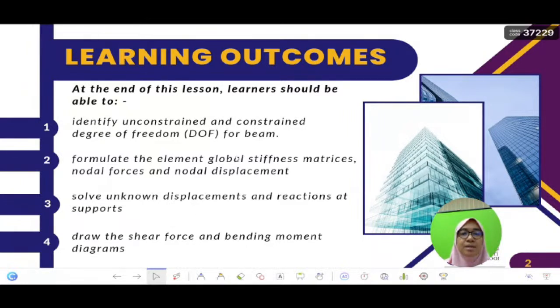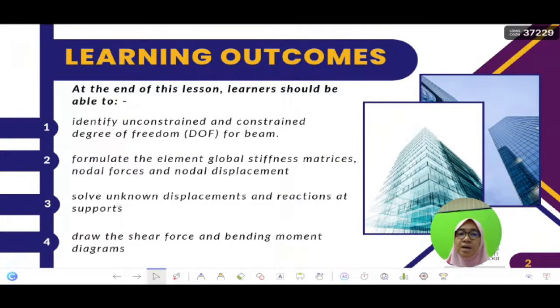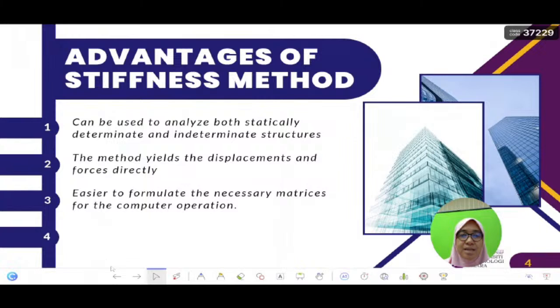Number one, at the end of this lesson, you should be able to understand how to identify unconstrained and constrained degree of freedom for beam, how to formulate the element and global stiffness matrices, nodal forces as well as nodal displacement, how to solve unknown displacement and reaction, and finally how to draw the shear force diagram and bending moment diagram. So this is indeterminate beam analysis.